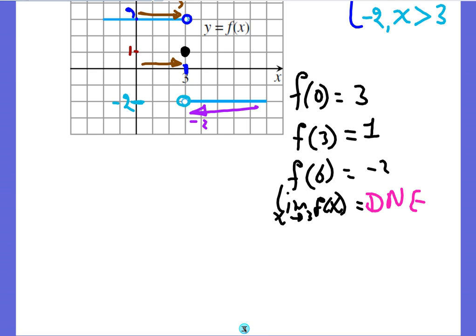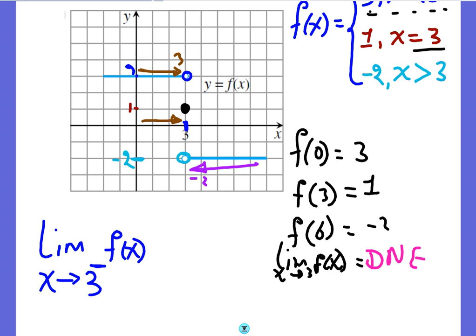However, we can say that the limit as x approaches 3 from the left side, we will put a minus over the 3, of f of x.